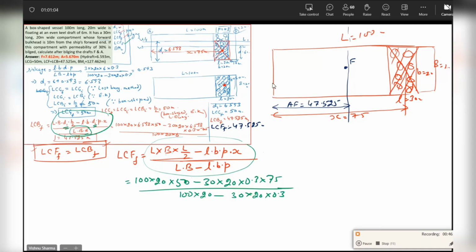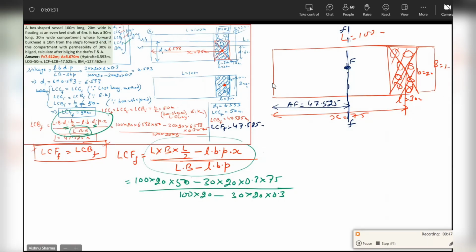What do I have to do now? Through the center of flotation, I have to draw an athwartship axis for BML. I draw the athwartship axis. For BMT, you were drawing the fore and aft axis. Now I've drawn the athwartship axis. What do I name it? I would prefer to call it FF. You can name it whatever, so that it keeps reminding you this is the one passing through the center of flotation.